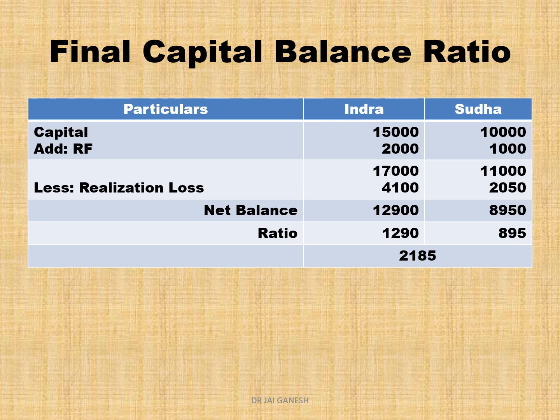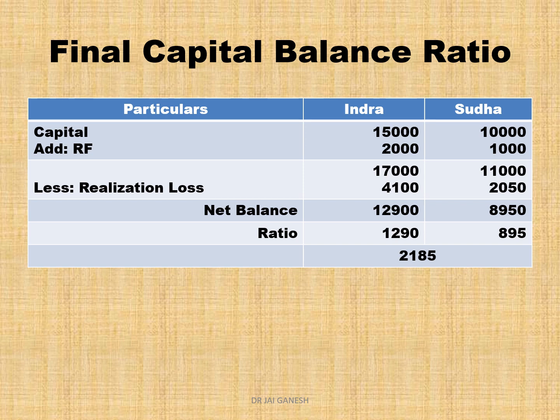This is how we calculate the final capital balance ratio. The credit side has 15,000 and 10,000. Add reserve fund 2,000 and 1,000. We get totals of 17,000 and 11,000. So total of credit side 17,000 and 11,000. Less the realization loss on the debit side, 4,100 and 2,050. So net capital balance is 12,900 and 8,950. If we simplify and cut 10, we get the ratio 1,290 is to 895.